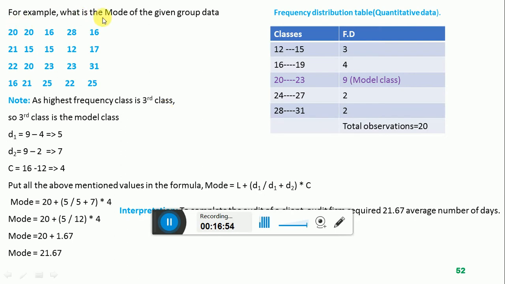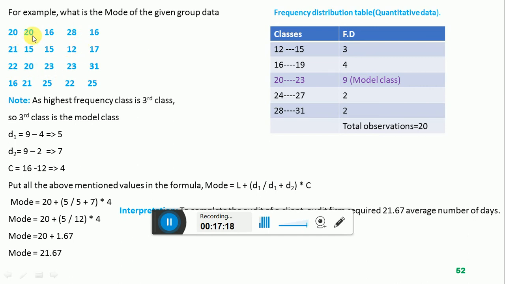Now I am putting one example to clarify the concept of the mode, that is, how a statistician can define the mode, the average value, for the given grouped data set, where the data is not given individually but in class form. So this is the raw data set, and the data is quantitative.